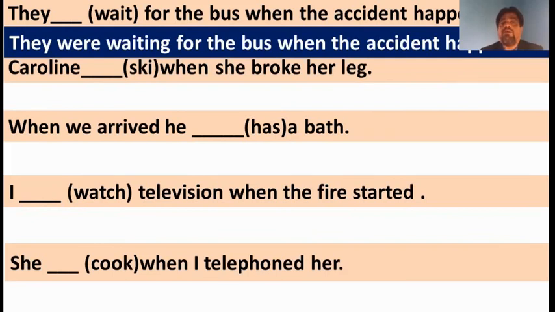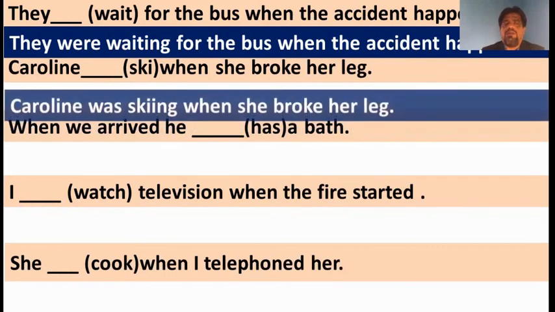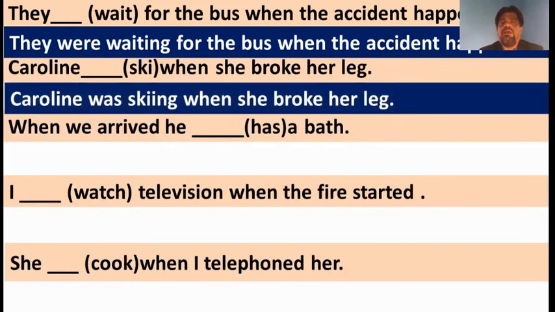dash ski when she broke her leg. How could you write the ski? The continuous tense is the ing form, and with the helping verb, we need to use either was or were. But here Caroline is singular, therefore we use was. So the answer is Caroline was skiing when she broke her leg.